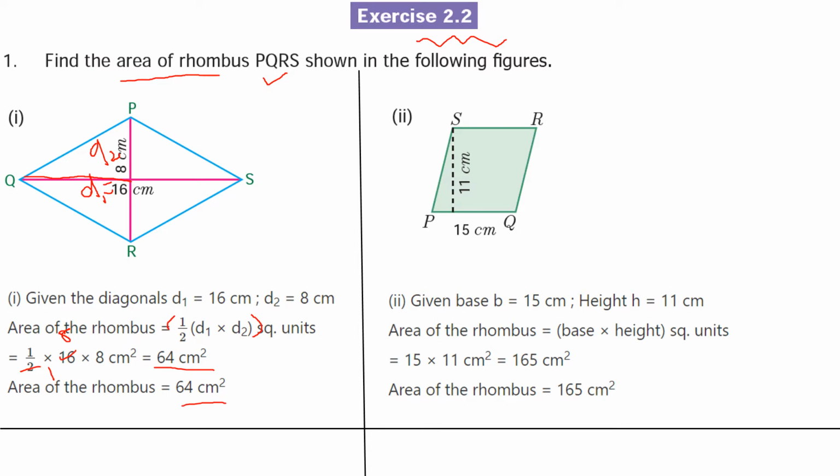Second question. Here PQRS rhombus is given. Here base equal to 15 centimeter and height equal to 11 centimeter. So here area of the rhombus is base into height square units. So multiply 15 into 11, that is 165 centimeter square. That is the area of a rhombus, 165 centimeter squared.